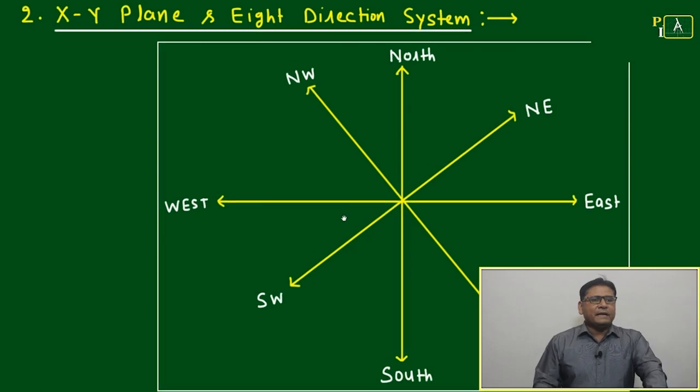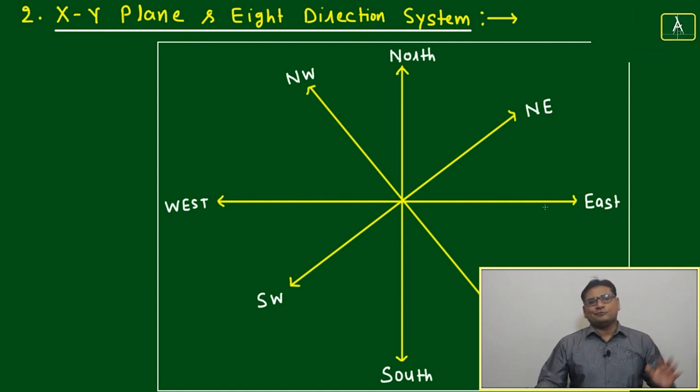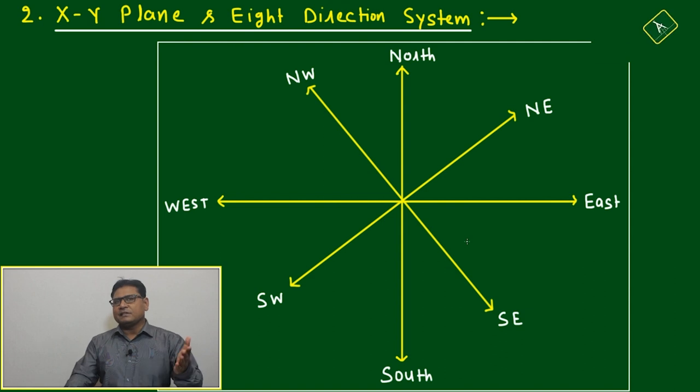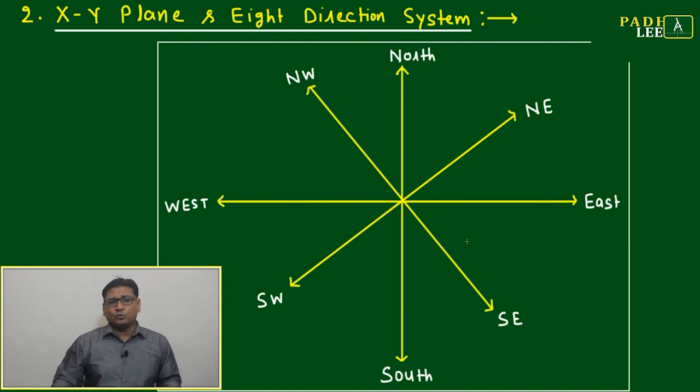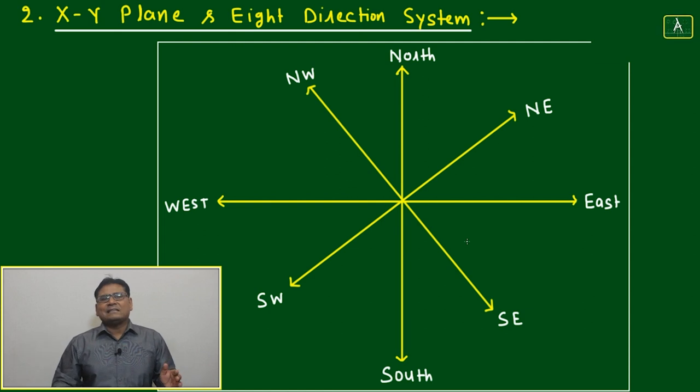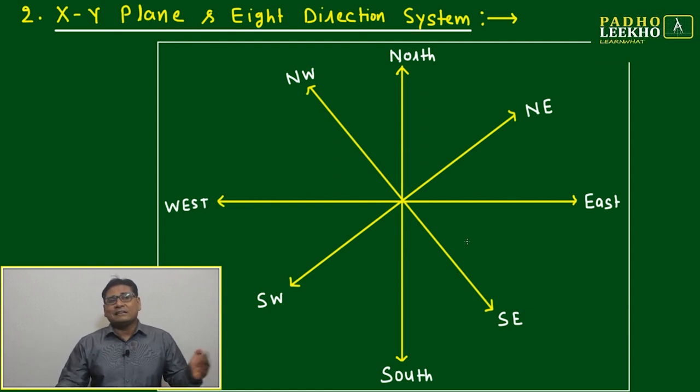Now we will come to the XY plane and the 8 direction system. This everybody knows, but during visualization sometimes we get confused. Like if we are facing east, then our left side will be north and right side will be south. But once we are standing in the northward direction, our right side will be east and left side will be west. If we are standing towards south, then left side will be east and right side will be west.